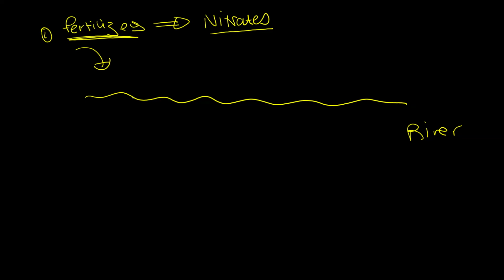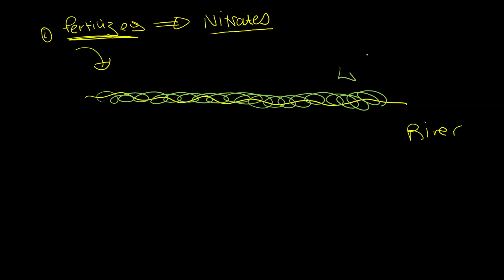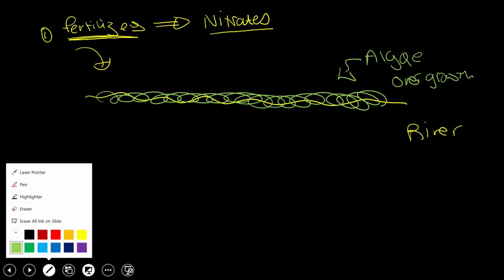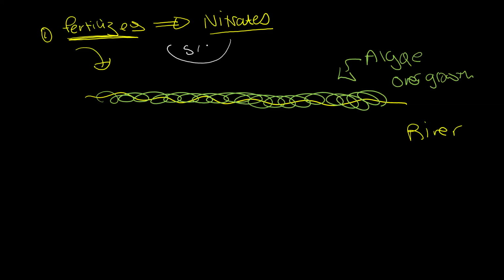I'm going to use green color, and I'm going to draw here a green curtain, which is actually algae. This is algae. The algae is going to overgrow until it forms a green curtain on the surface of the river. This is going to block out the sun rays. So I have no sun reaching the river.